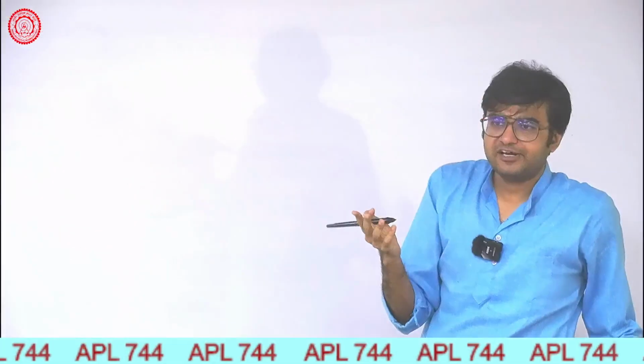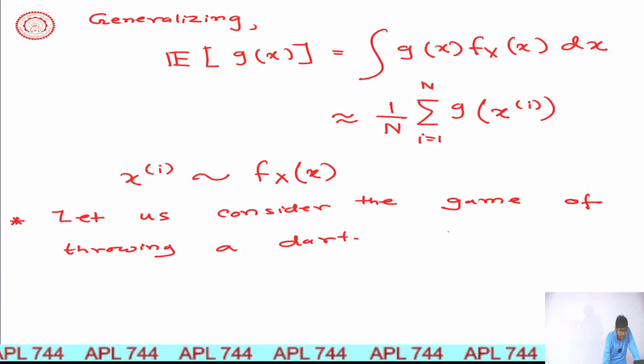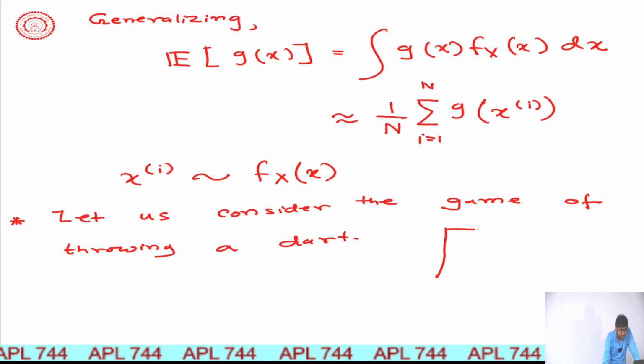As I said, a dart board means you have a circular kind of thing. Let's say that we have a circle which is inscribed inside a square. So basically, I have something like this, which is a square.